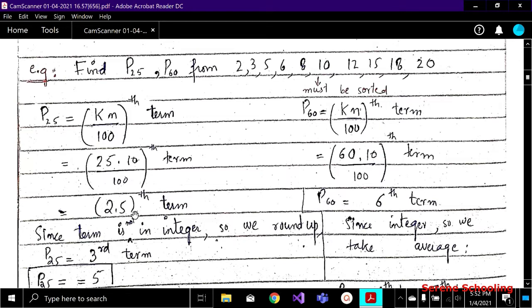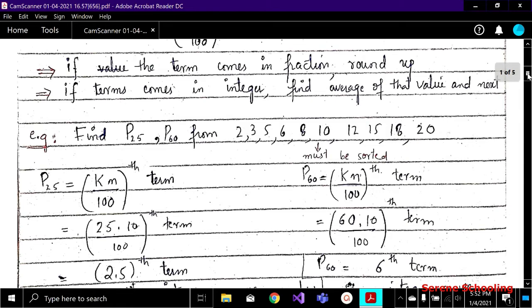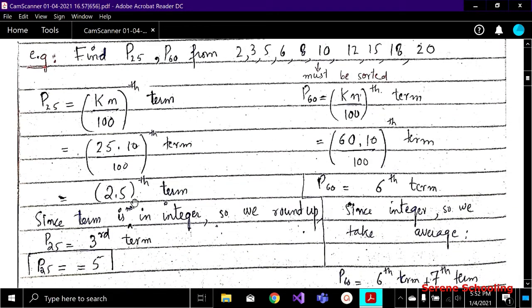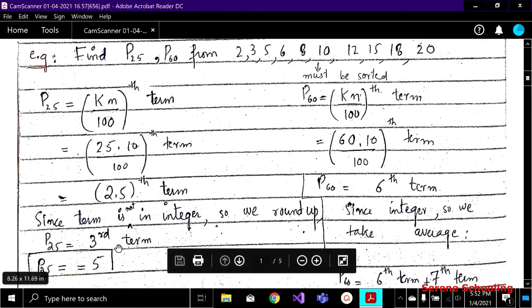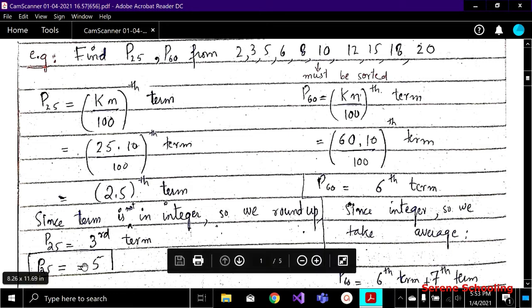As we were told above, if the term comes in fraction, we have to round it up, right? This is 2.5, which is a fraction, so we round up and it becomes the third term. And in this data, find the third term. This is first, second and third. So this is my P25.